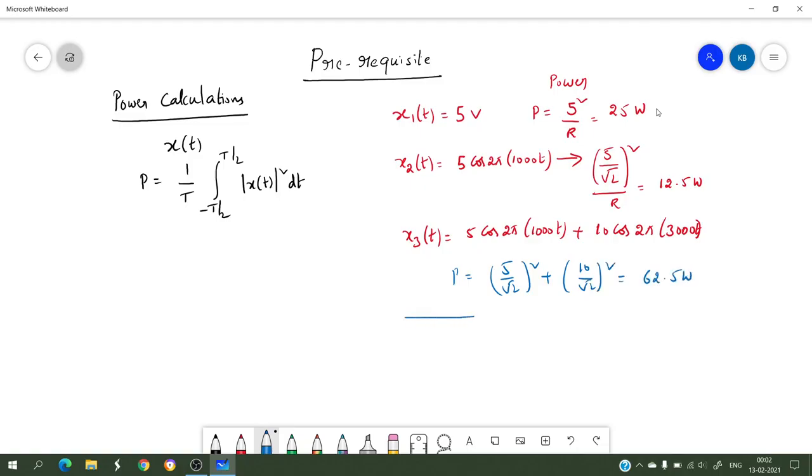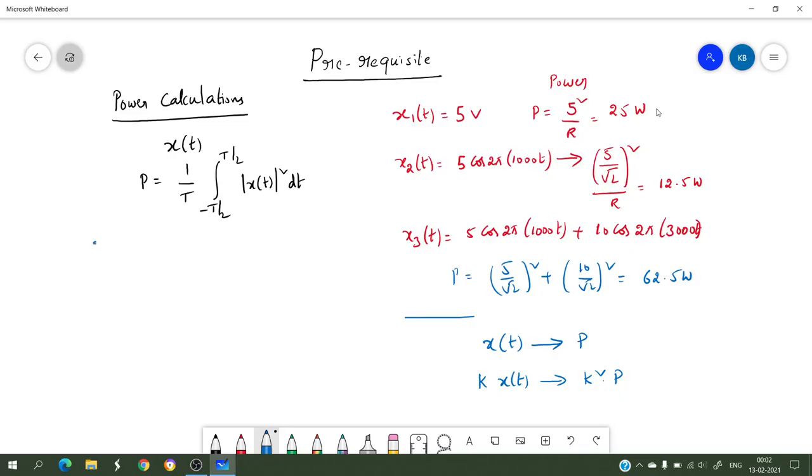And there is one more formula for finding the power when the signal is multiplied with some constant k. So let us assume for the signal x(t), the power is P. Then what will be the power when the signal is multiplied with some constant k? That is simply k square into P watts. Okay.